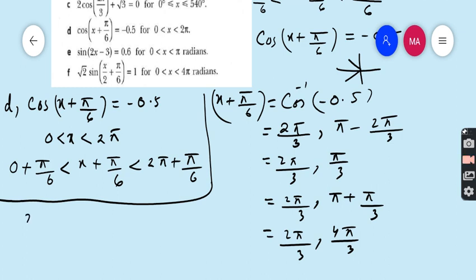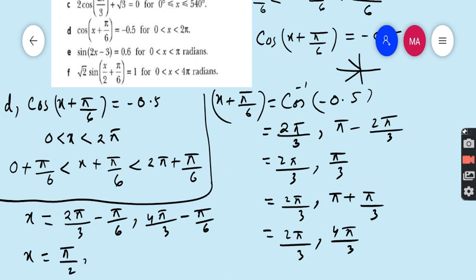because we have x plus pi by 6. So we must subtract this pi by 6 from 2 pi by 3 as well as from 4 pi by 3. Take the LCM of 6. You will have 4 pi minus pi, that is 3 pi by 6, and the final answer is pi by 2.